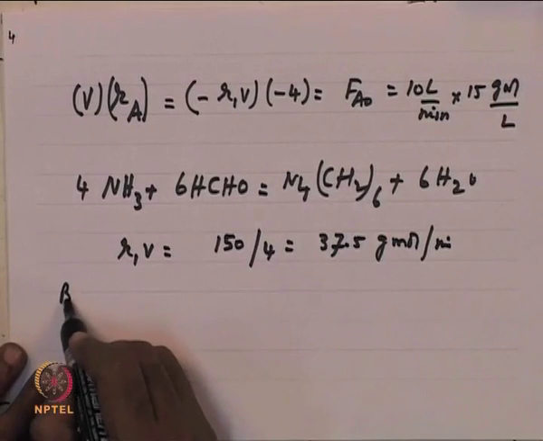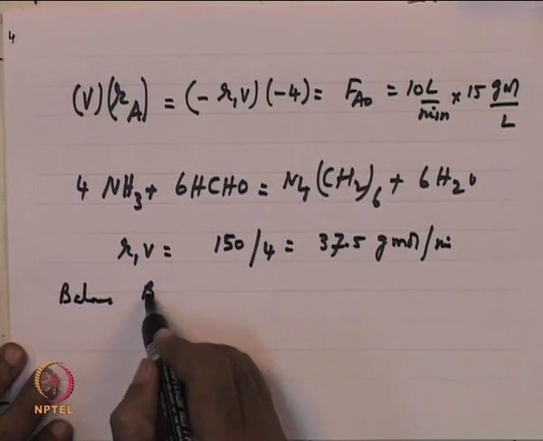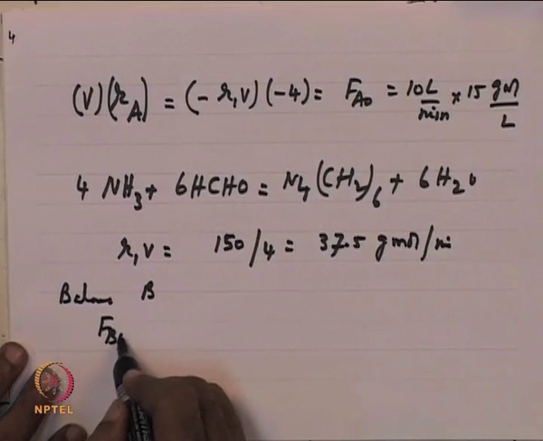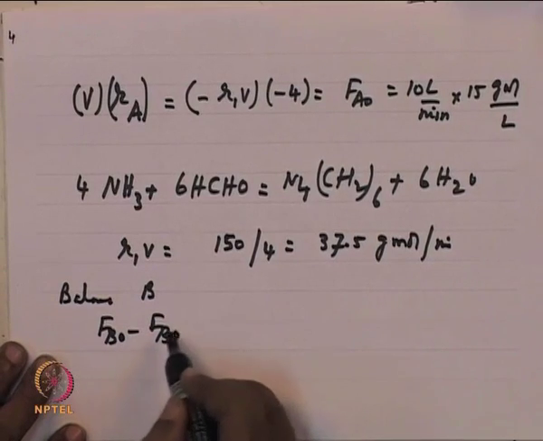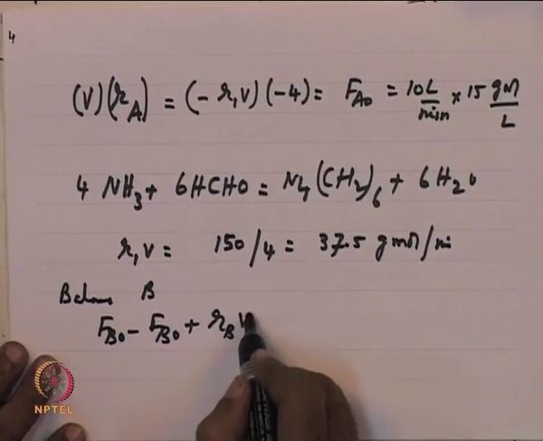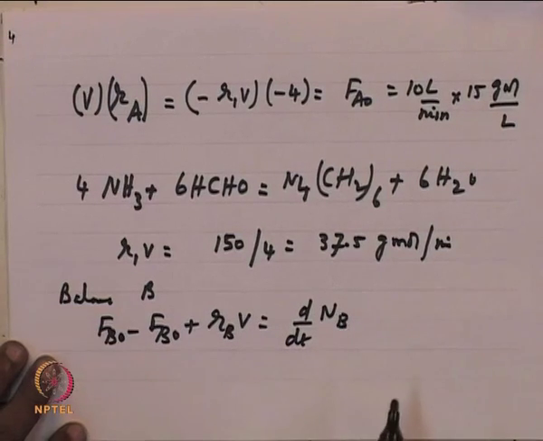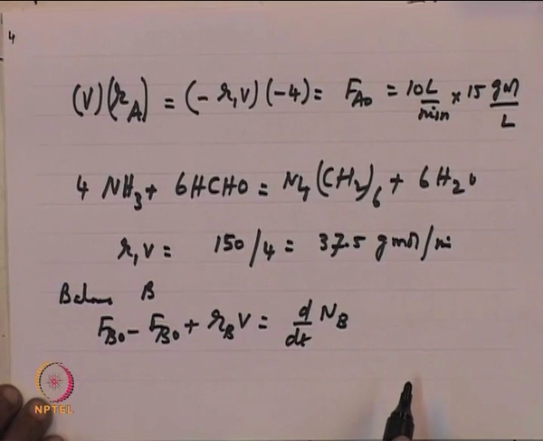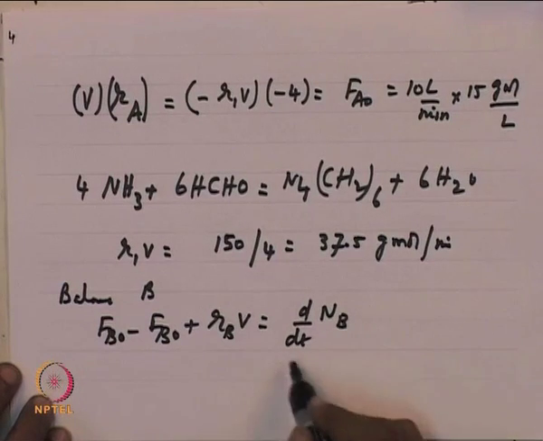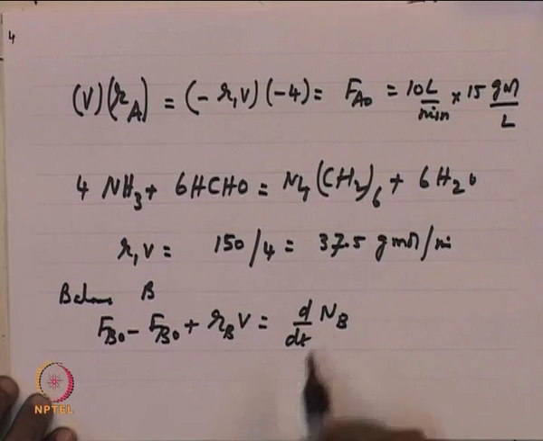Now, we write a balance for B. What is the balance for B? Input, output plus generation, which is R B times V equal to d by dt of N B. What is N B? N B is the moles of B, which is okay.